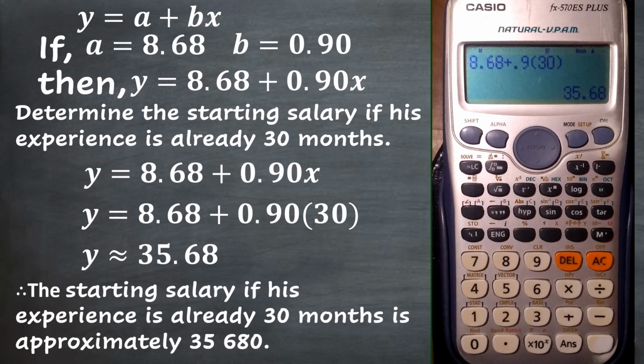For the conclusion, the starting salary, if his experience is already 30 months, is approximately 35,680. And if you will ask me, ma'am, why not 35.68? Because the salary is in thousands. It's just that they did not include the zeros so that we can compute easily. So for the conclusion part, you just rewrite 35.68 in thousands by multiplying 35.68 by 1,000, and the answer is 35,680.